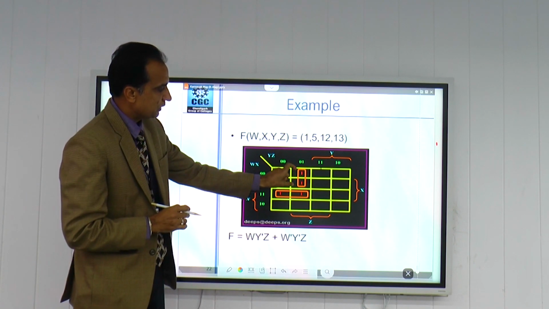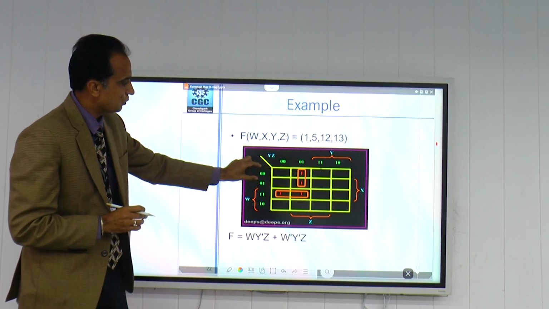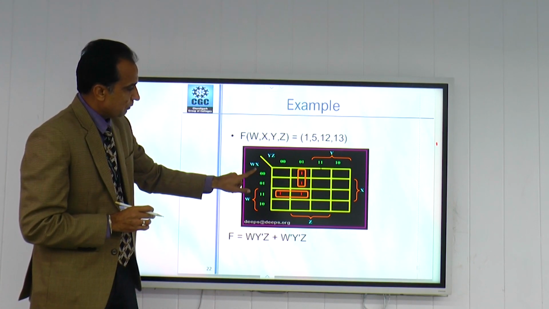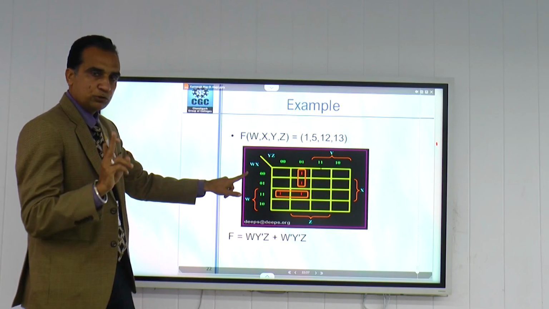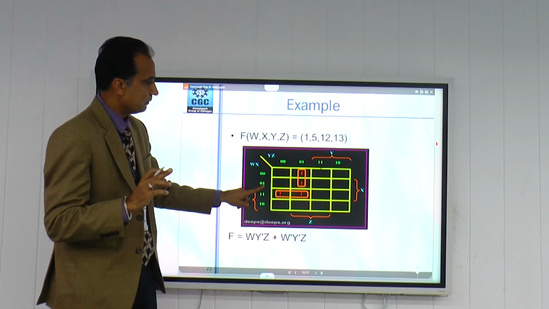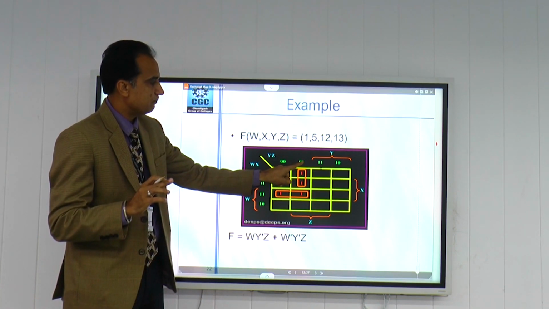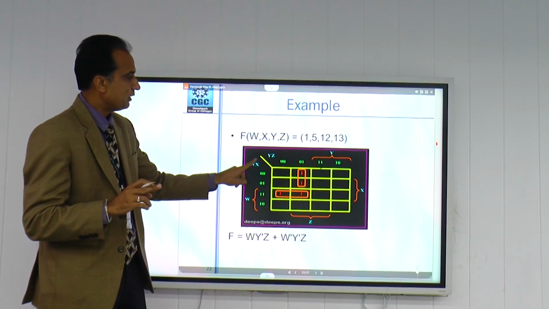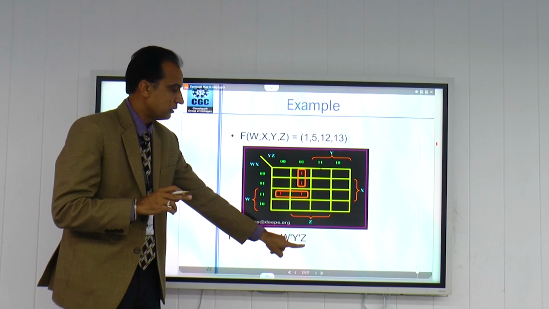For example, for this vertical group, we have to check which variable is used. Corresponding to these 2 ones, for W, the value is 0 to 0, which means W remains the same, so W complement should be in the answer. But X value changes from 0 to 1, so X will be eliminated. According to this group, the upper value is 0 1, which means Y complement Z. So the answer is W complement, Y complement and Z. This is the result of the first group.